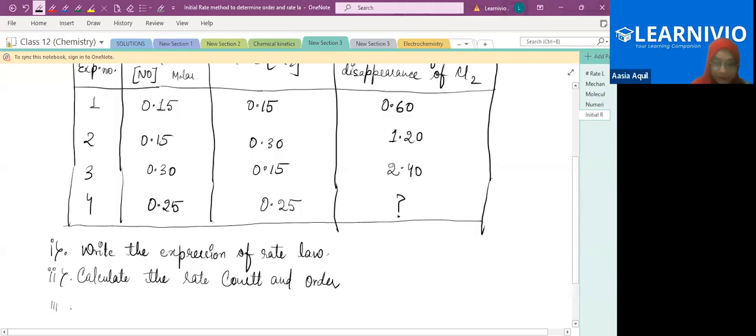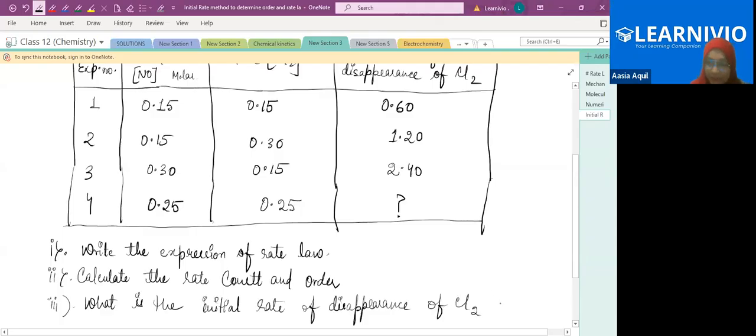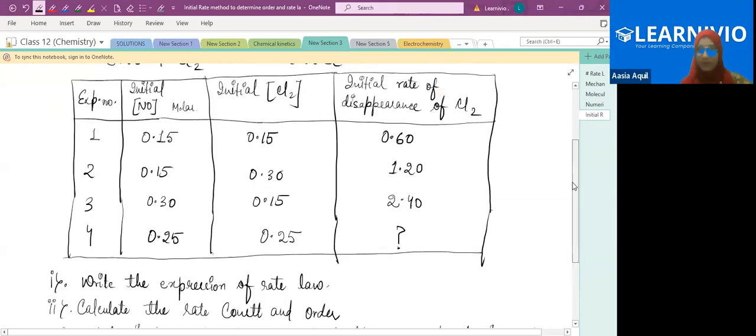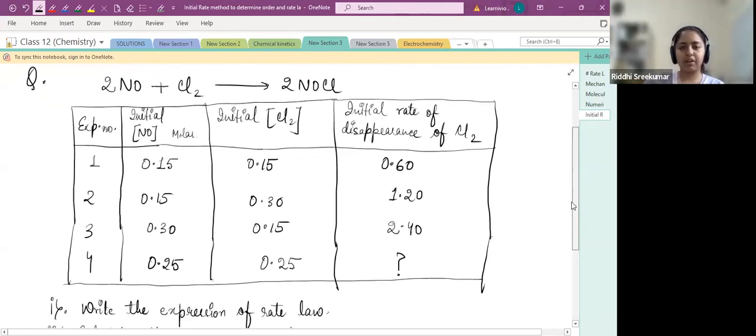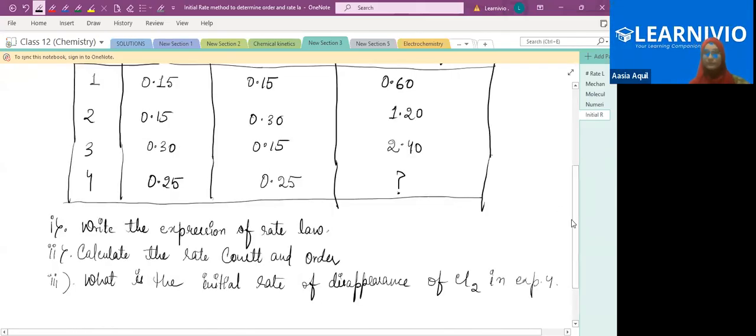Third, what is the initial rate of disappearance of Cl2 in experiment number 4? Okay, let's see how to do this type of question. I'm writing the first one, write the expression of rate law.